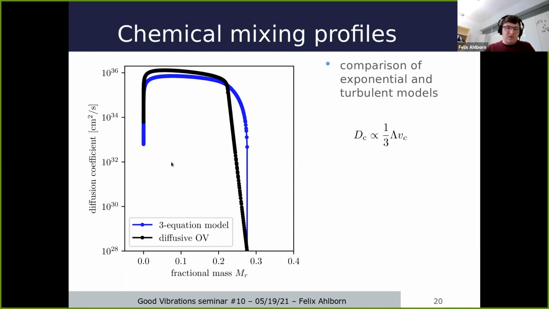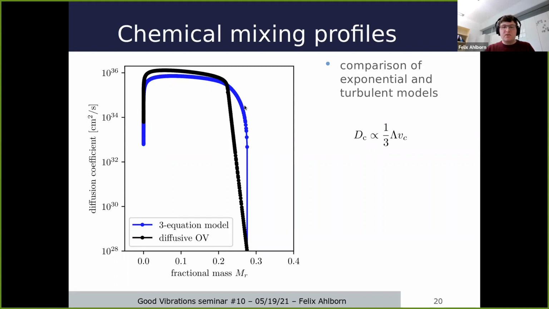Now this figure shows the diffusion coefficient as a function of fractional mass for a diffusive overshooting model and the three-equation non-local model. In the bulk of the convection zone, you can see that the diffusive model leads to slightly larger diffusion coefficients, which is mainly due to the higher velocities which are found in the mixing length theory. However, this does not make any difference basically because both coefficients are very efficiently mixing the star, and so these regions with the high mixing coefficient are fully mixed anyway.